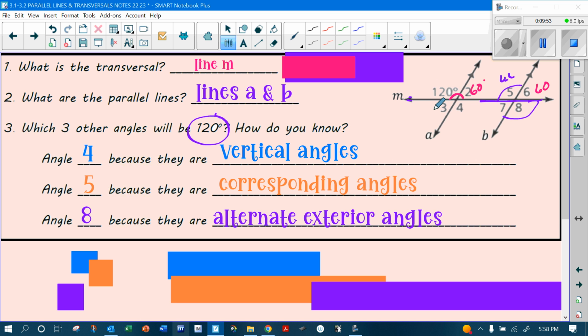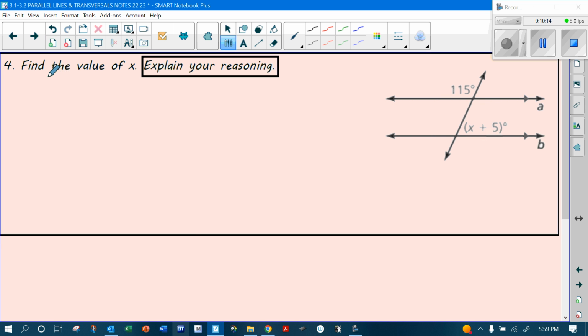Okay, 60 and 60, 60 and 60. So when you have parallel lines with a transversal, if you know one angle, then you know all of them, because they're either going to be 120 or supplementary. There's only two choices. So let's see what that looks like. It says find the value of x and explain your reasoning.